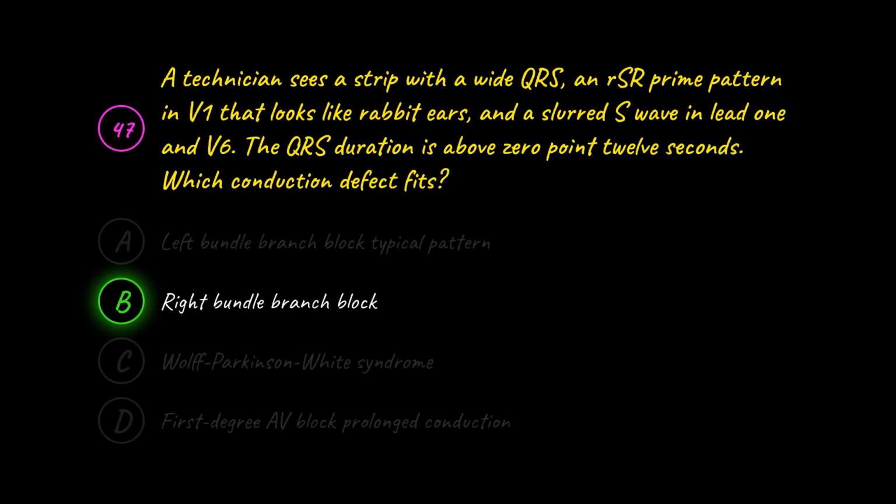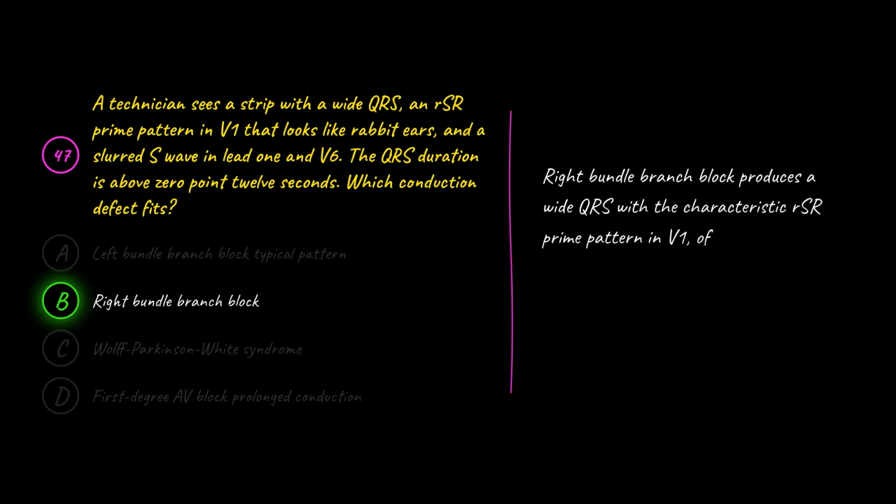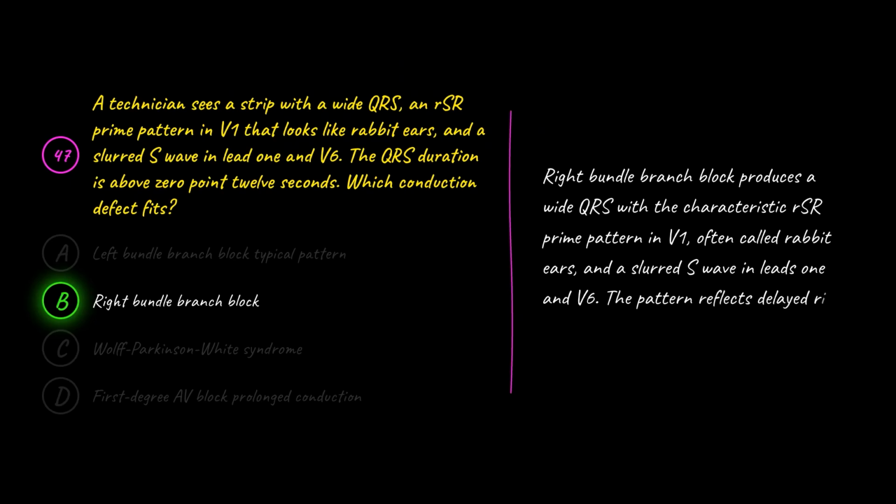The correct answer is B. Right bundle branch block. B is correct because right bundle branch block produces a wide QRS with the characteristic RSR prime pattern in V1, often called rabbit ears, and a slurred S-wave in leads 1 and V6. The pattern reflects delayed right ventricular conduction.